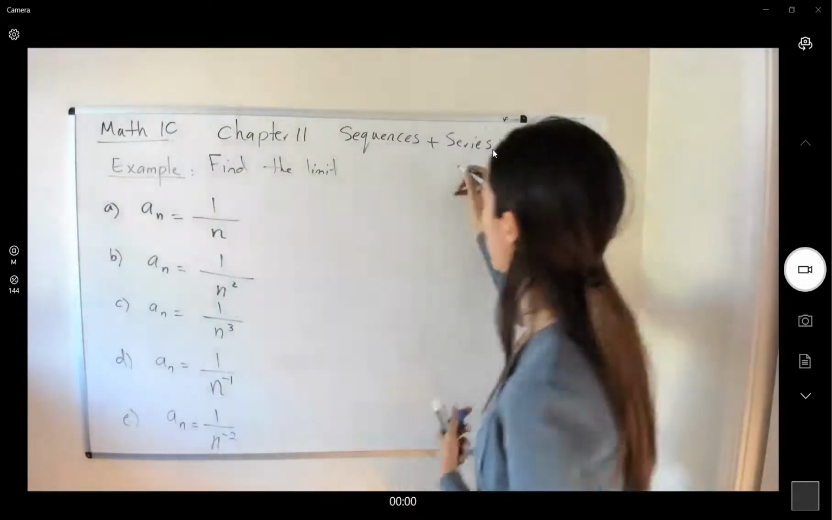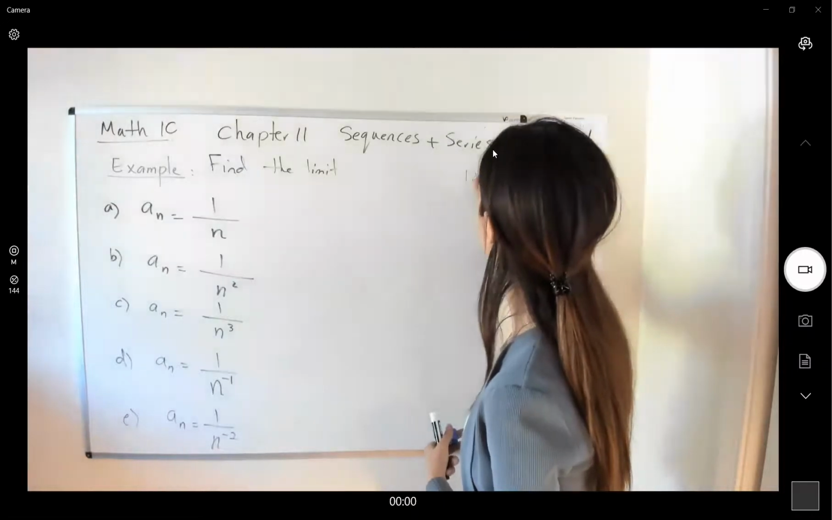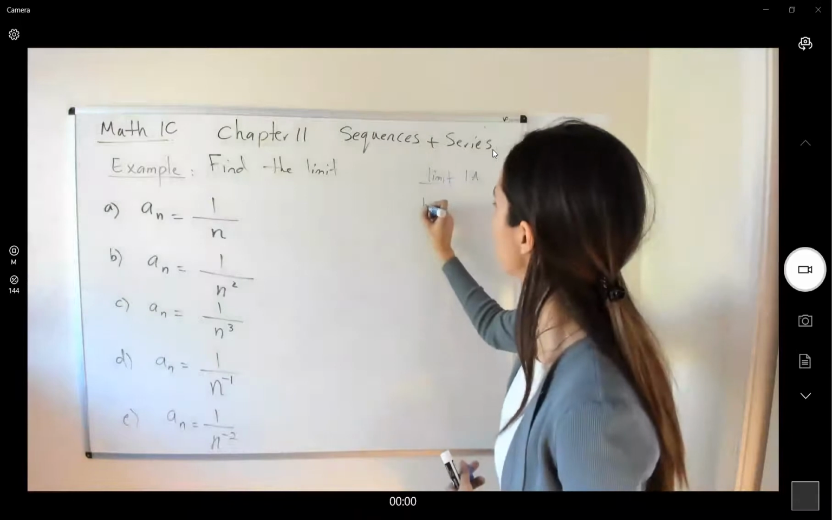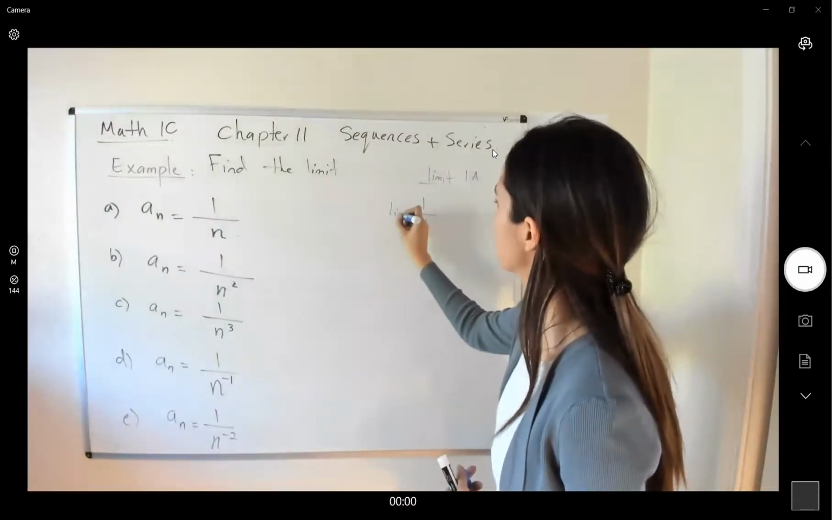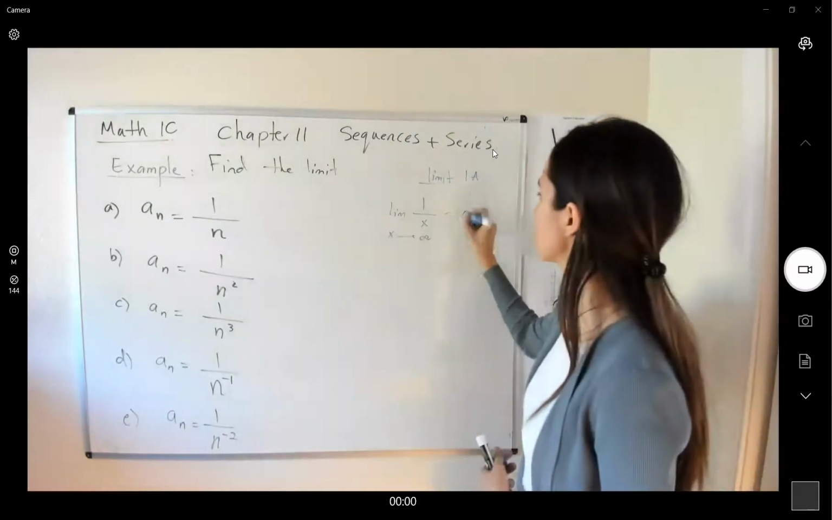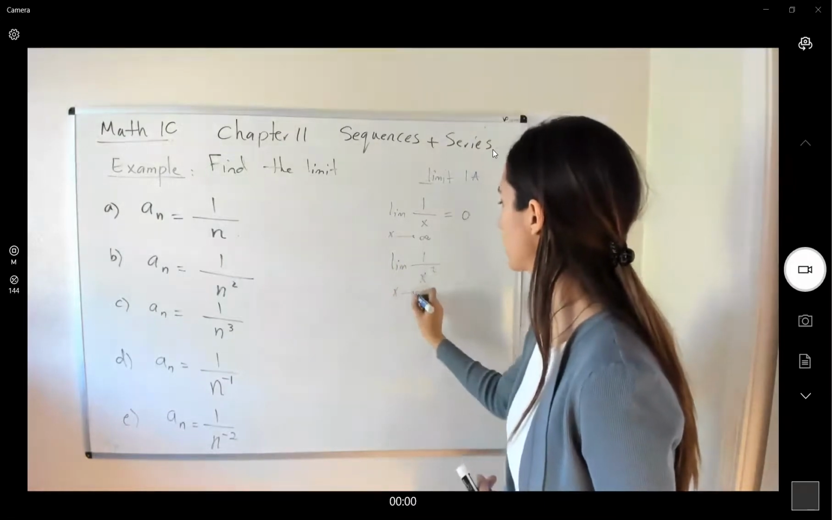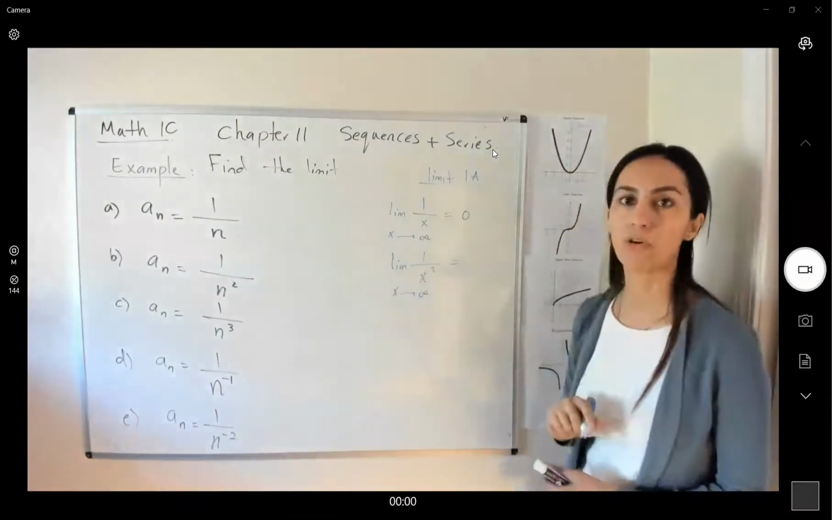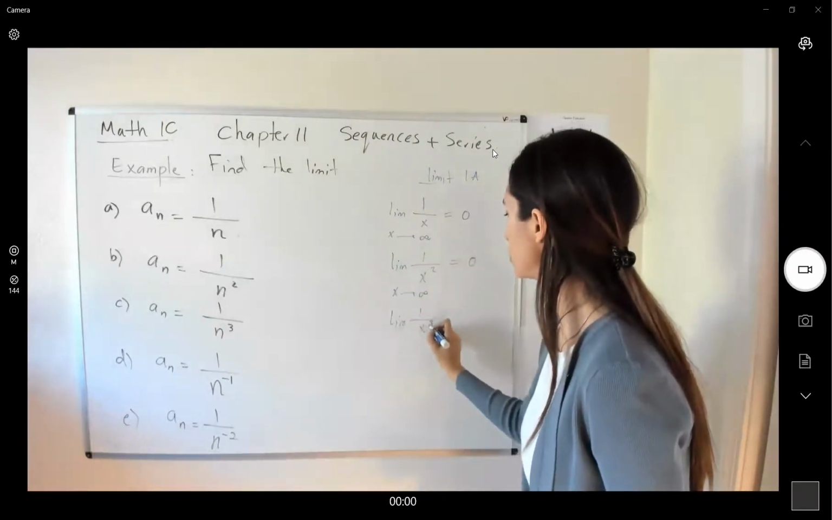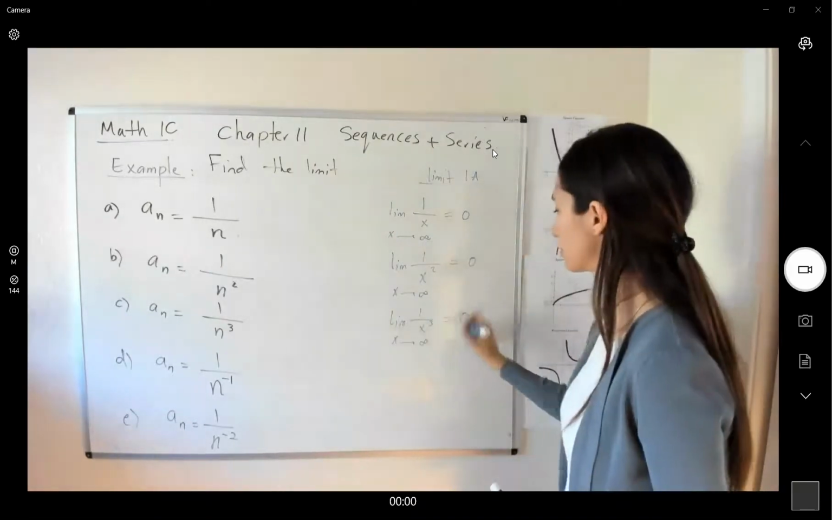Again, if you remember Math 1A, the limit of 1 over x, while x goes to infinity, is 1 over infinity, which is 0. The limit of 1 over x squared, while x goes to infinity, is 1 over infinity, 0. The limit of 1 over x cubed, while x goes to infinity, 1 over infinity, 0.